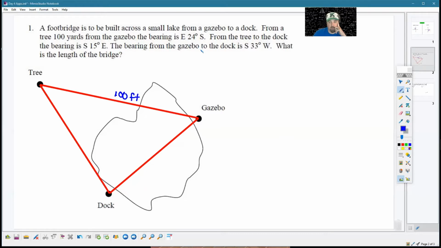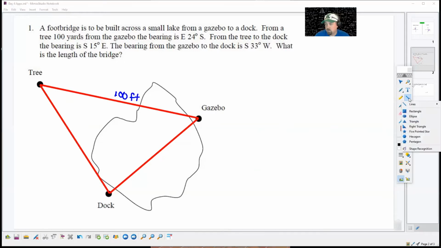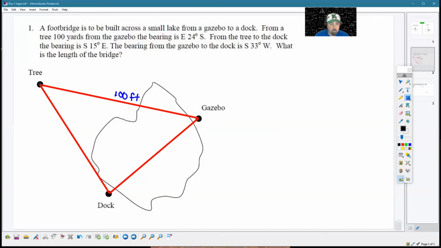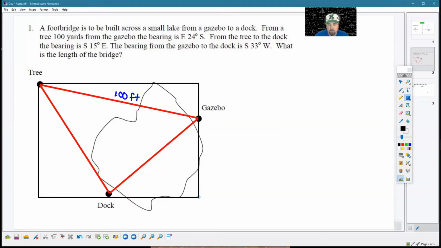East 24 degrees to the south. So from the tree to the gazebo, we're going this way. It's east 24 degrees south. That's not this angle in here. We've got to draw the line east, south, west. So what I think would be easier, with this little trick that I learned from a student as we went through, is to draw a rectangle around all this stuff, through all these points. Because then I can see, well, this is east, right? This is south, and so on and so forth.